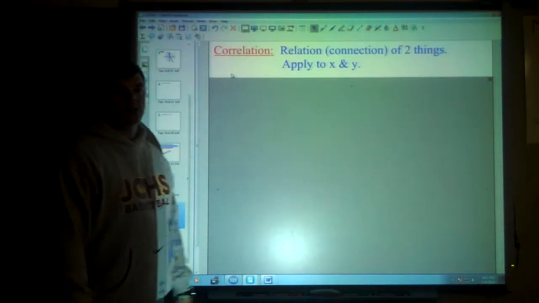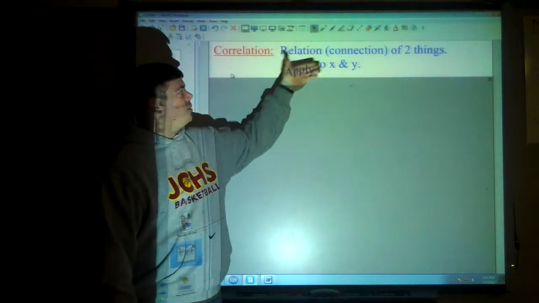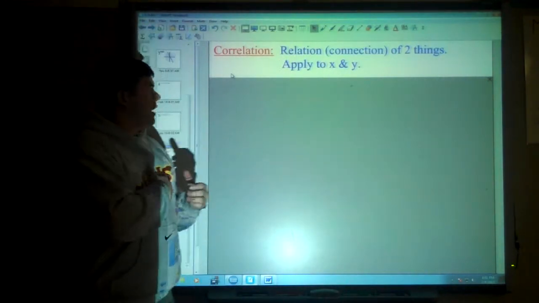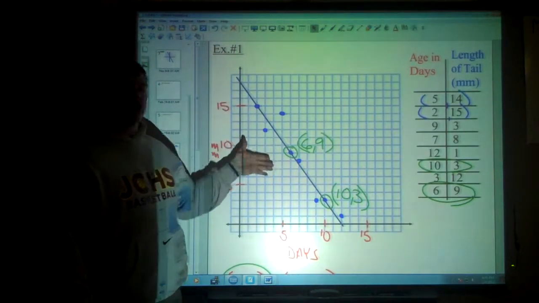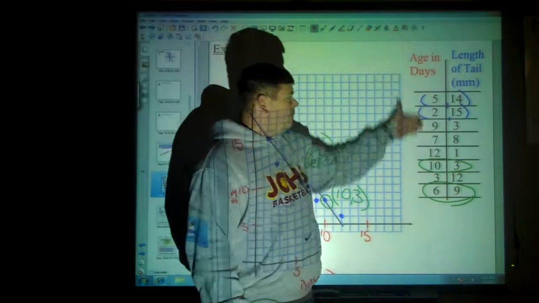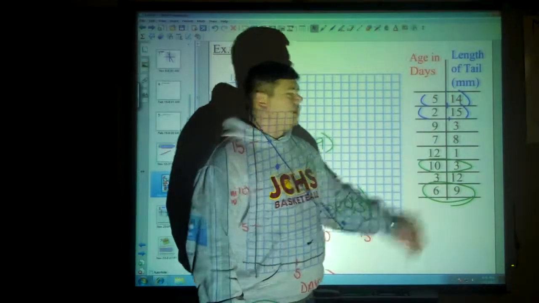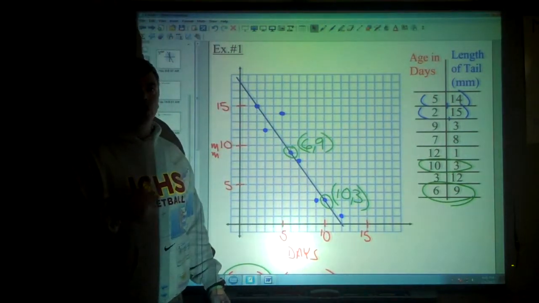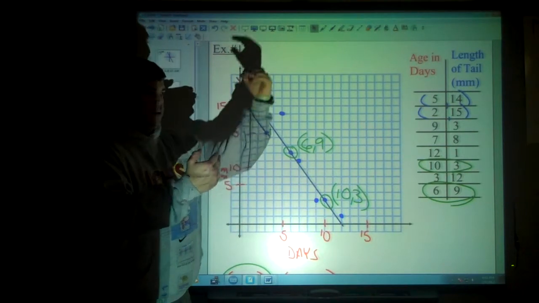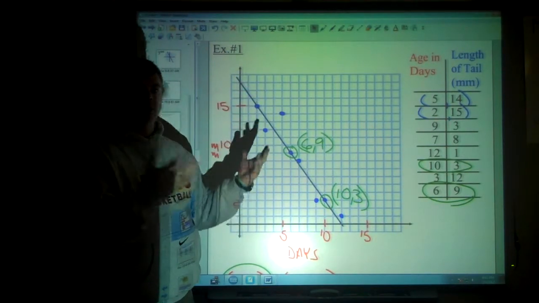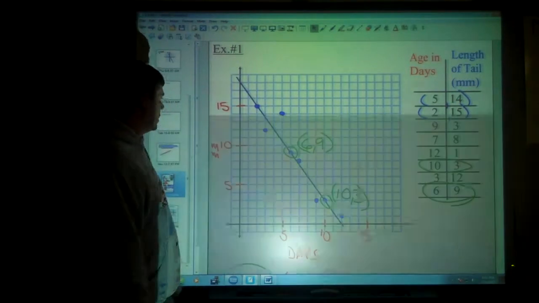Correlation is just a fancy way of saying a relationship or a connection of two different things. We can apply that to X and Y. Here, there was a correlation between the age of the tadpole and the length of their tail. The correlation or the relationship or the connection was, as the tadpole gets older, the tail gets smaller. That was the correlation. That was the connection.